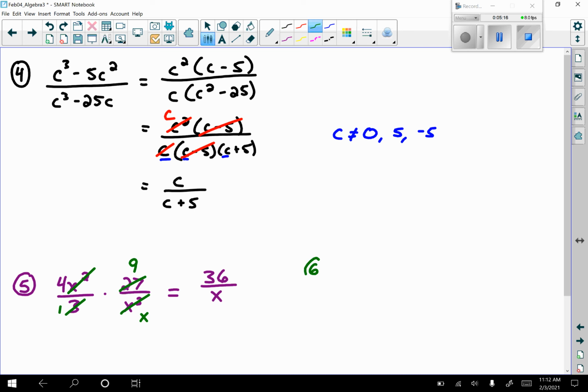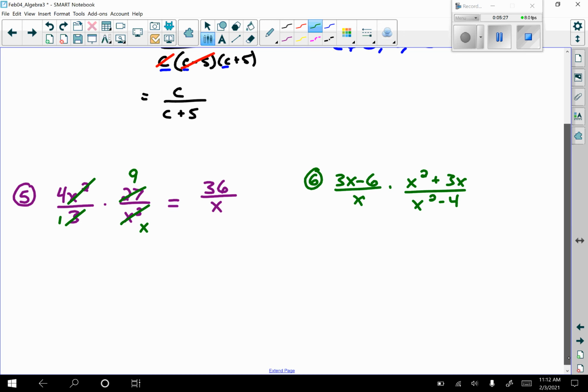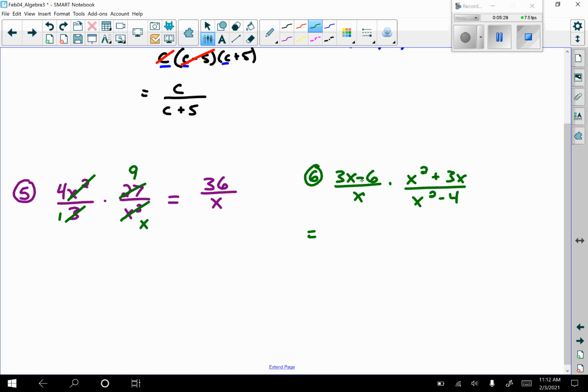All right, for number 6, we have 3x minus 6 all over x times x squared plus 3x over x squared minus 4. So again, let's take a look at our first numerator. There is a GCF of 3. What's left? x minus 2 all over x. I don't have to flip anything, I'm multiplying. So x squared plus 3x, there's a GCF of x. What's left? x plus 3. And then this denominator is a difference of squares, so I factor that into x minus 2, x plus 2.